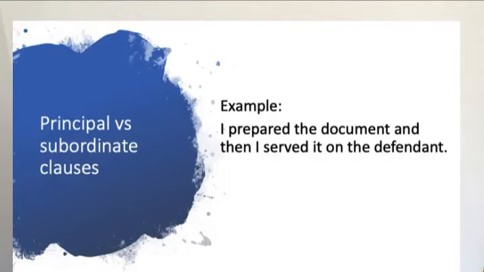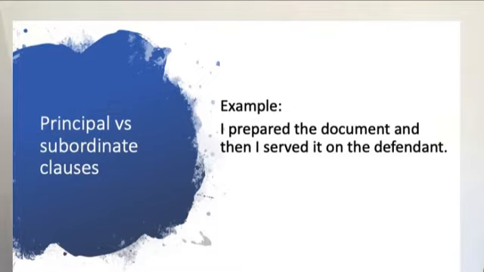So if you look at the sentence on the slide there, you can see the sentence, I prepared the document and then I served it on the defendant. There are two principal clauses here because both the clause that appears before the and has a subject, verb and an object, and then the clause that appears after the word and also has a subject, verb and object. So in the first part of the sentence, I is the subject, prepared is the verb, and the document is the object because that was the thing that was prepared or had or received the effect of the verb. And is of course a conjunction.